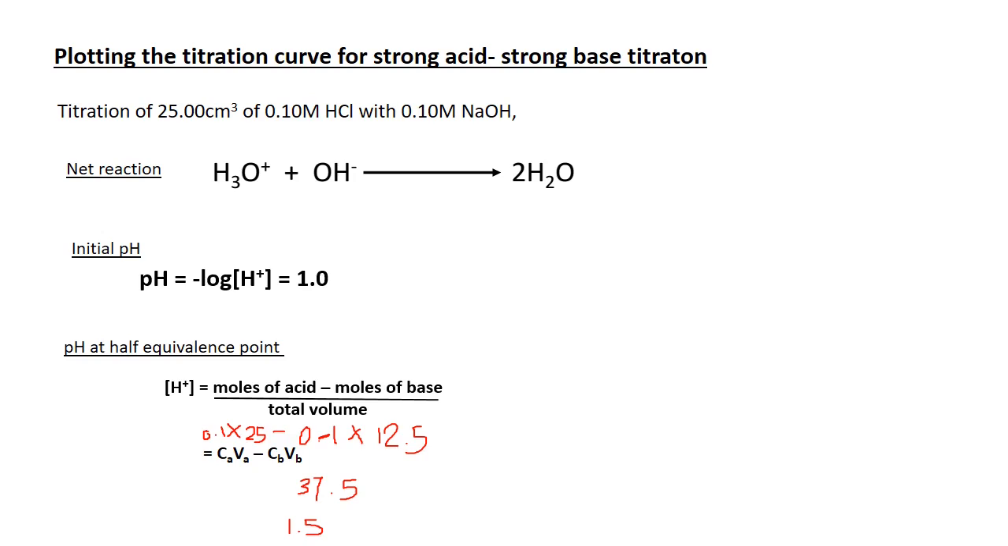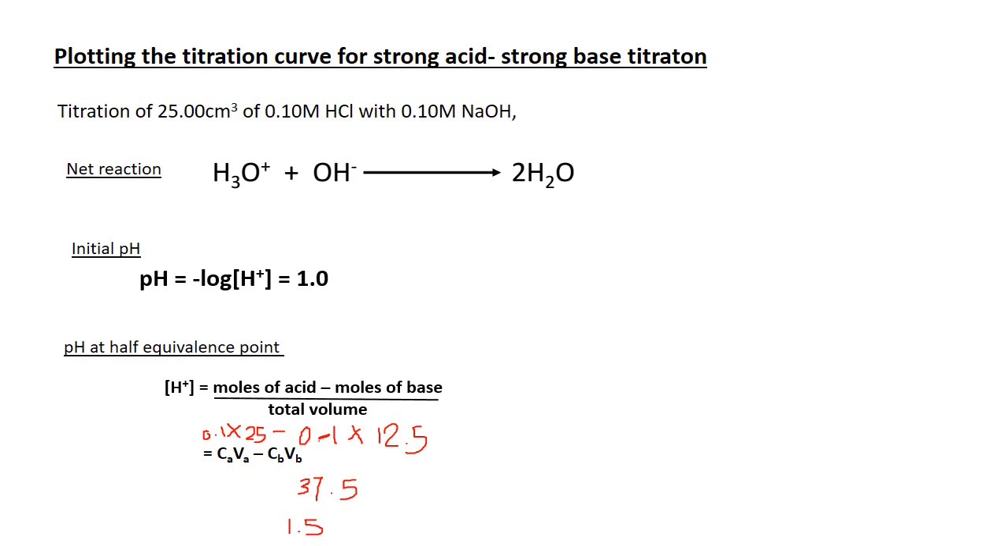And when we find the moles of base, the concentration of base, we know it already, it is also 0.1. Next we need the volume of base. Actually here, half of the HCl has already reacted with half of the moles of NaOH. So half of the volume is equal to 12.5.